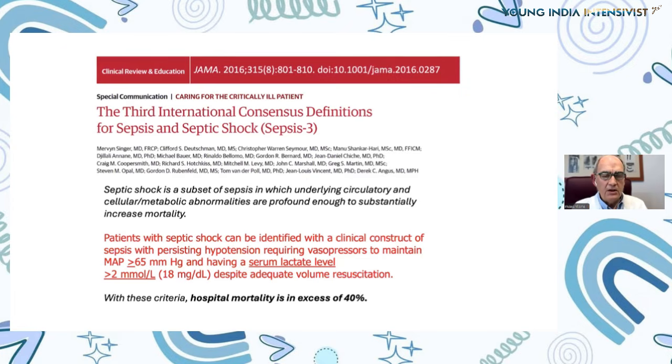If we refer to the patient with septic shock, we identify a clinical construct of sepsis where there is persisting hypotension requiring vasopressors. But the other elements that enter into this definition are certainly the high level of serum lactate, once again testifying the variation of the metabolism from aerobic to anaerobic pathway in the tissue, and this is notwithstanding the volume resuscitation. We know that the mortality rate in this case is very high.